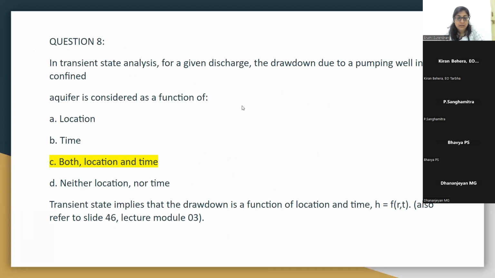I mean, I understand the transient term. The first thing that comes into our head will be unsteady state. But when you consider drawdown, it is a function which is dependent on the spatial variable also. So when you talk about transient state flow in aquifers, particularly with the drawdown, it is a function of both time as well as location.